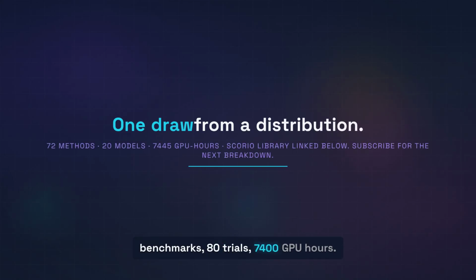72 methods, 20 models, 4 benchmarks, 80 trials, 7,400 GPU hours. At high budget, the ranking rule barely matters. At low budget, it matters a lot, and the greedy prior trades bias for variance. The paper is Ranking Reasoning LLMs under Test Time Scaling. The Scorio library is linked below.